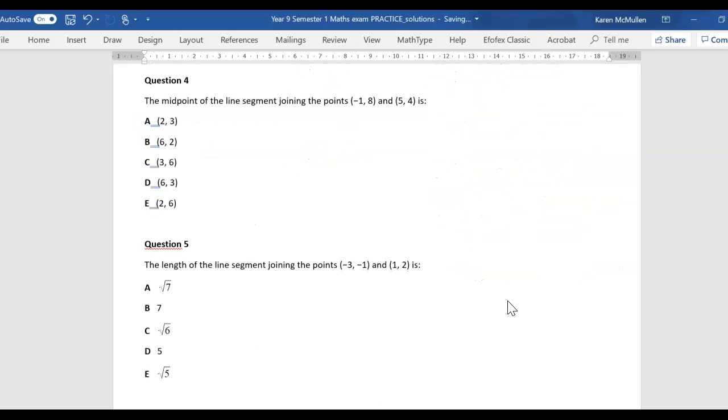All right, question 4, the midpoint of the line segment joining points -1, 8 and 5, 4 is, so you need to use the midpoint formula. So midpoint.